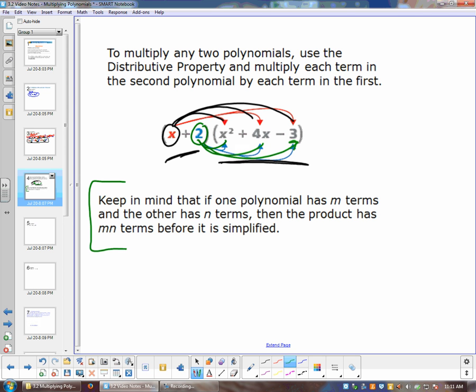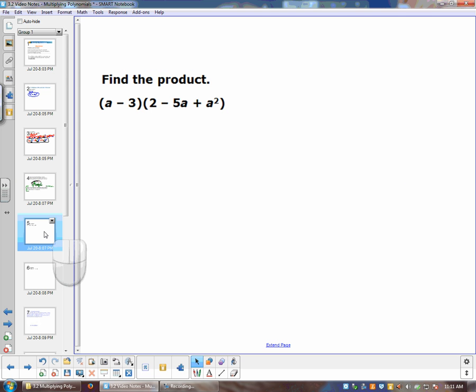Keep in mind that if one polynomial has m terms and the other polynomial has n terms, then the product has m times n terms before it is simplified. Like this had a total of 2 terms and this had a total of 3 terms, so we're going to have a product of 2 times 3 or 6 terms by the time we're done. And it might be possible to combine some of those and it might not. So let's try this example.